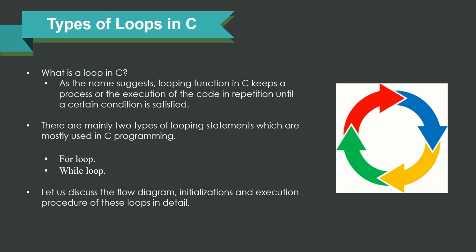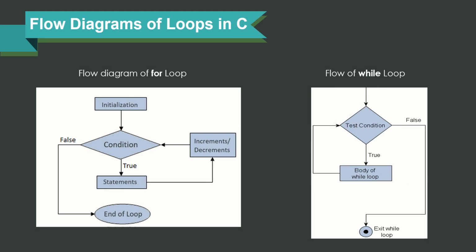Types of loops in C programming. What is a loop? Loop, as the name suggests, it is very much simple and it keeps a process or the execution of the code in repetition until a certain condition is satisfied. There are mainly two types of looping statements that one can use in C programming. Though there are many, these two are prominent. First one is for loop, second one is while loop. Let us discuss these two in detail.